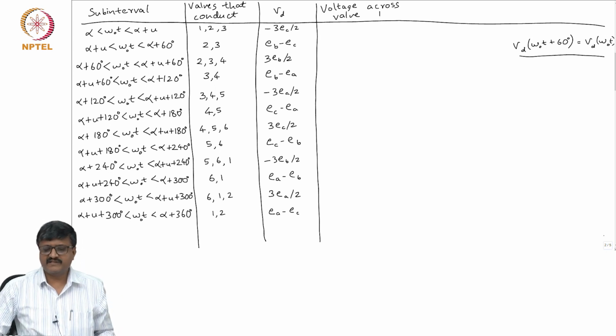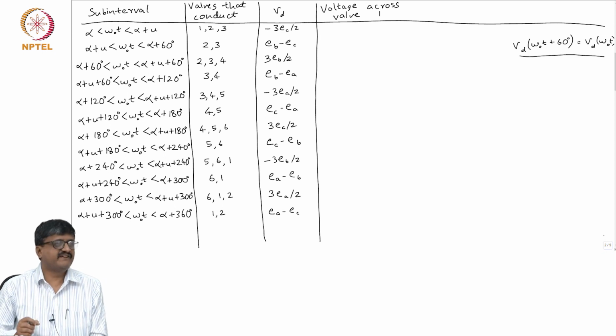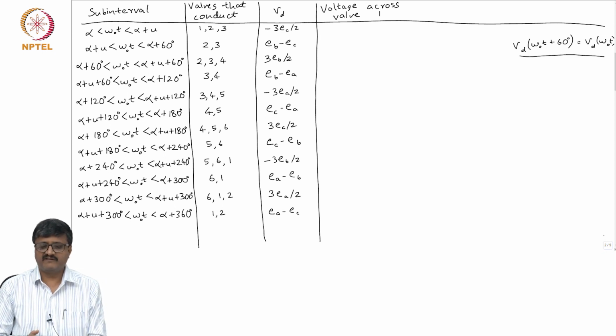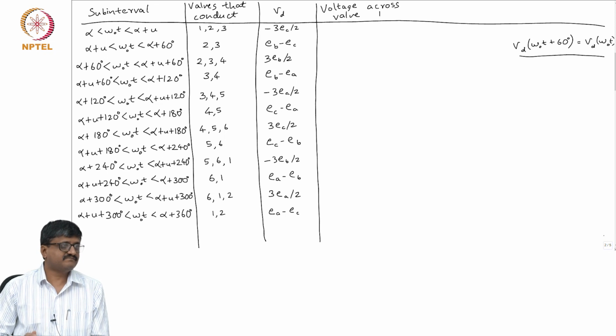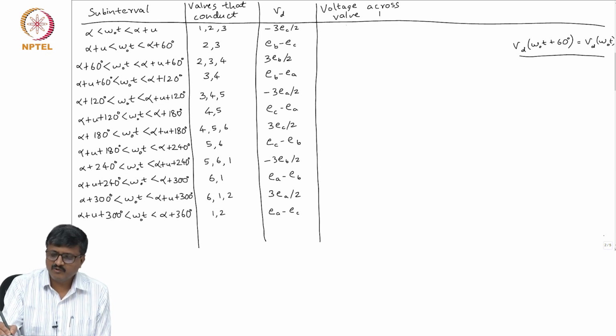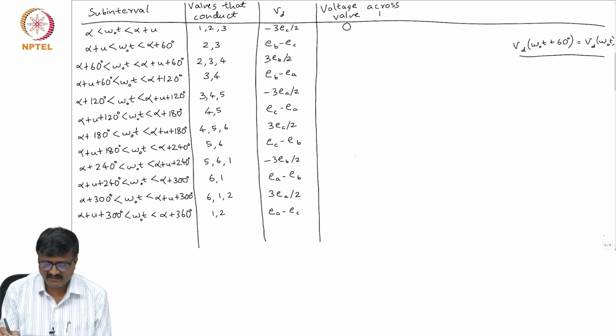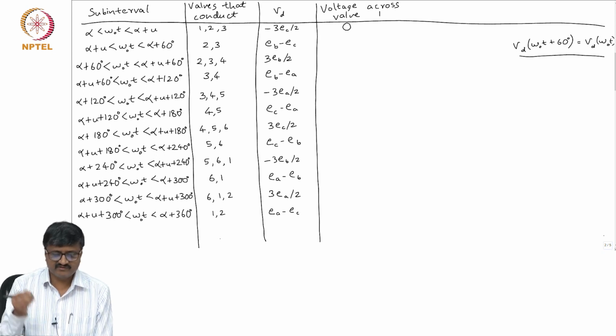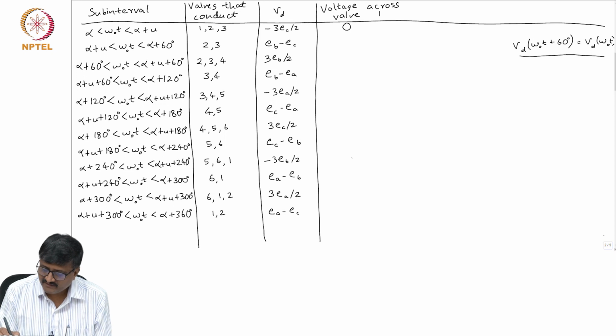Now, let us look at voltage across valve 1. Some of the entries are very easy. Whenever a valve is conducting, voltage across the valve is 0. So, the first subinterval voltage across valve 1 is 0. Let us write the easier ones first. The last 4 subintervals, in all these 4 subintervals, 1 is conducting. So, it is 0 there also.